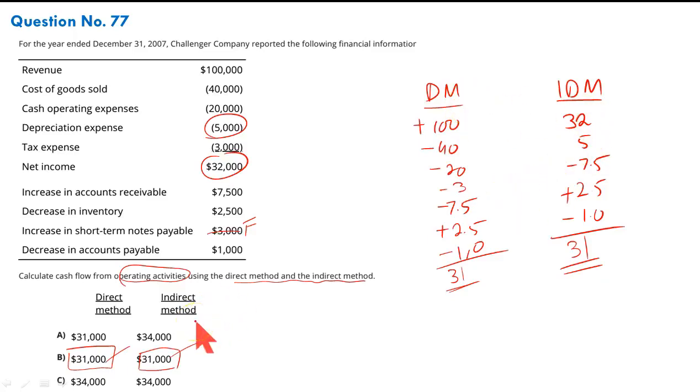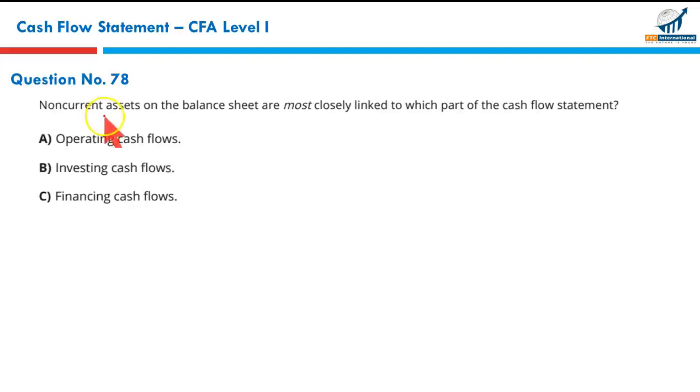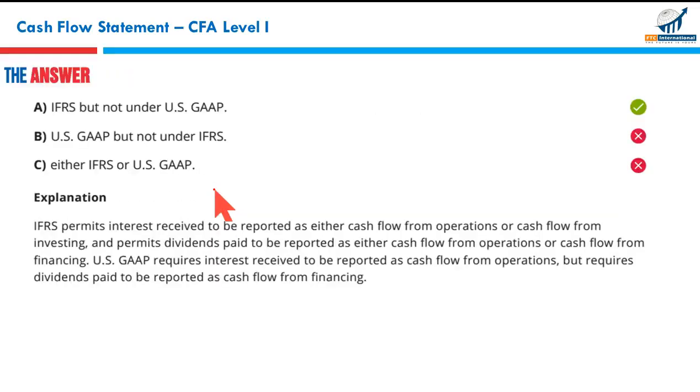So that makes B the correct option. Convinced? B it is. Next, non-current assets on the balance sheet are most closely linked to which part of the cash flow statement? Non-current assets relates to investing inflows, outflows. Without doubt. B. Non-current assets relates to investment activities, investing cash inflows, outflows.